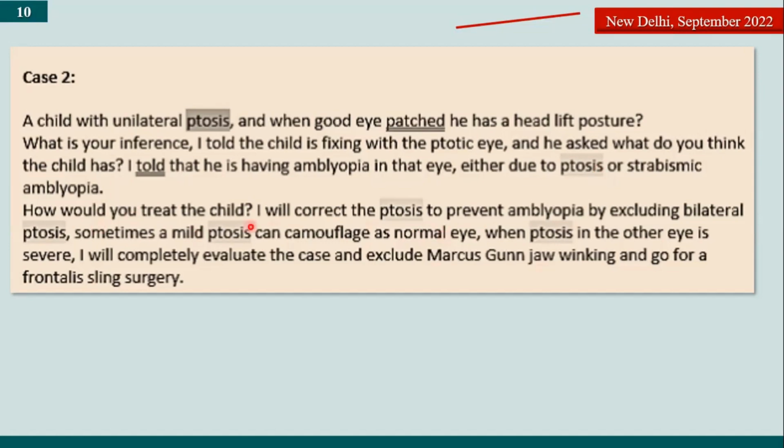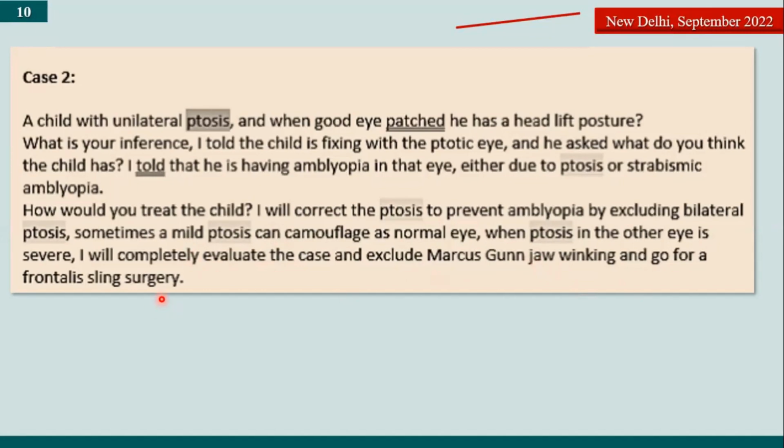How would you treat the child? I will correct the ptosis to prevent amblyopia, after excluding bilateral ptosis. Sometimes mild ptosis can be masked as a normal eye when ptosis in the other eye is severe. So this is, I think, important in the counseling.